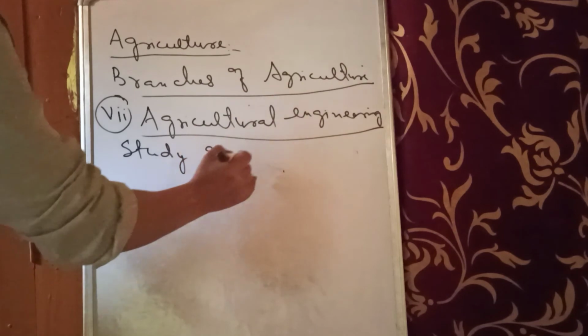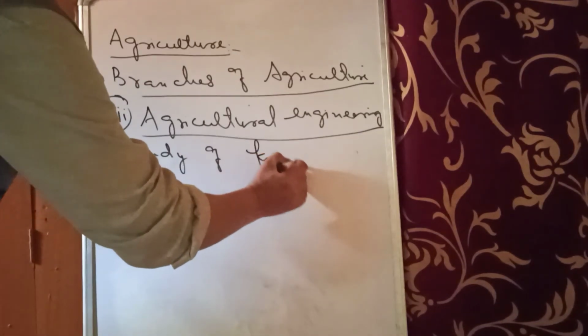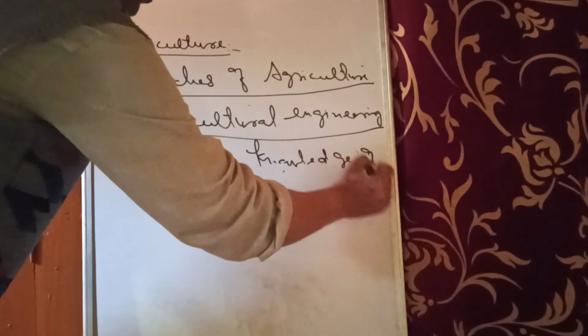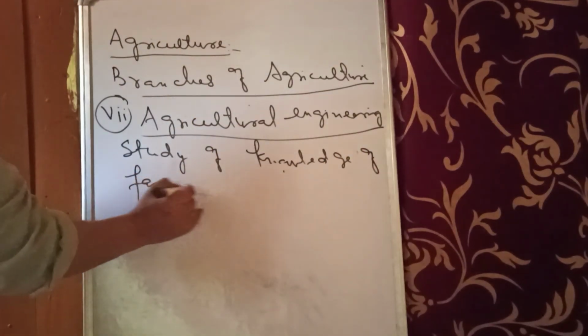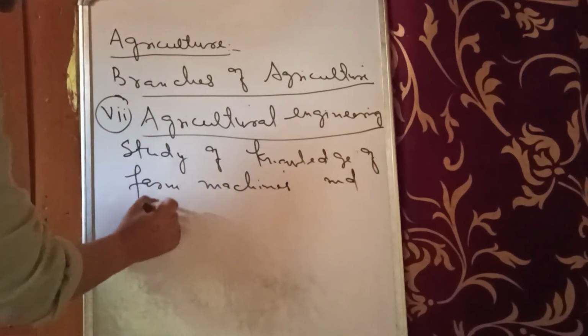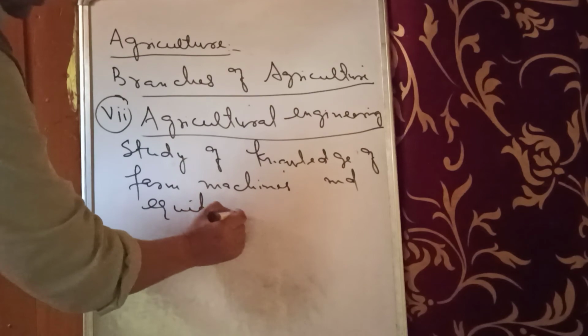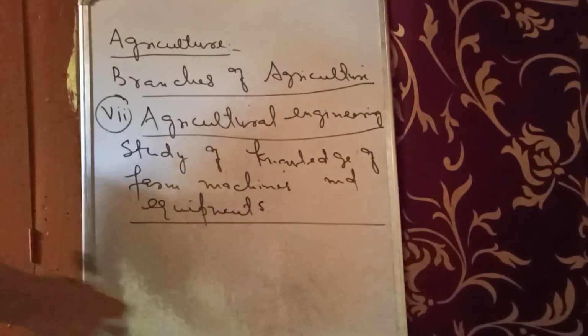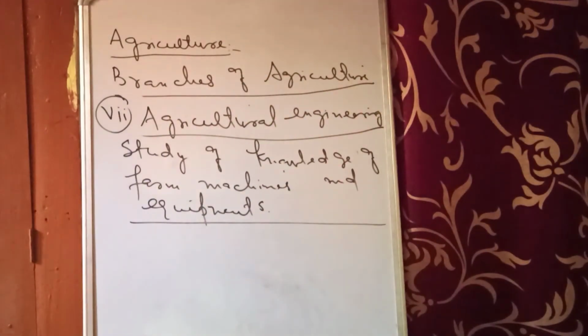Study of knowledge of farm machines and equipments. This is also related with agriculture. All these different branches of agriculture are beneficial and useful to mankind, and are the backbone of our economy. From all these different sectors, the main aim is that we get food and we get economy. This was about agriculture.